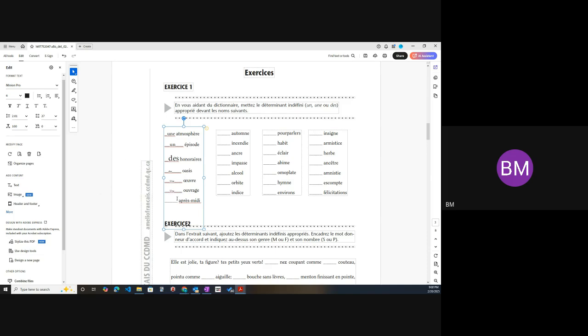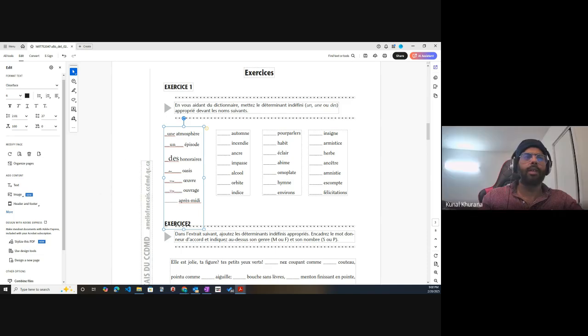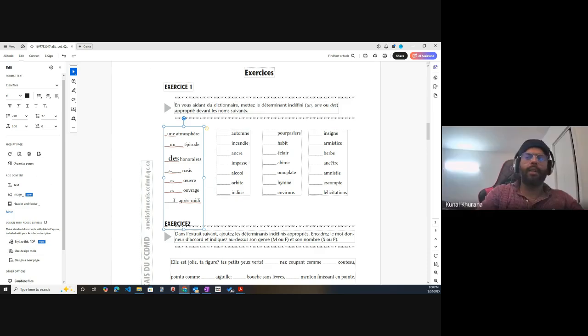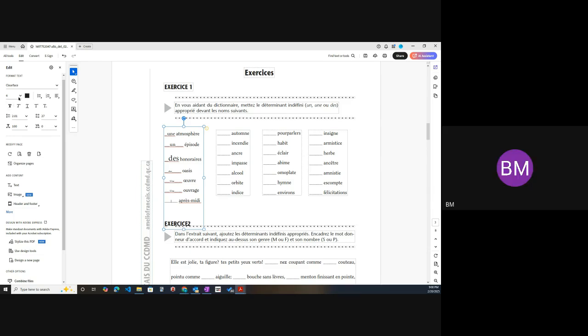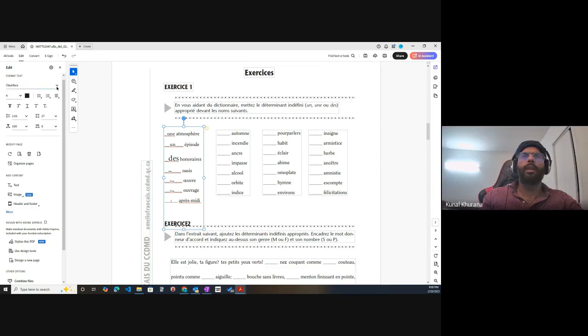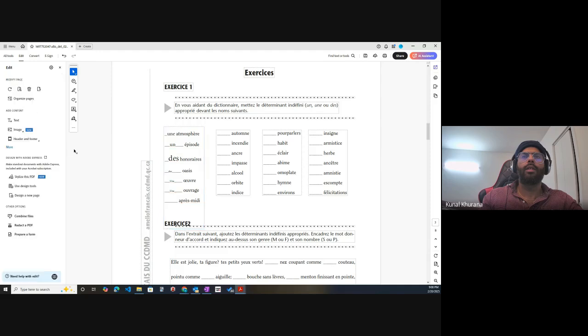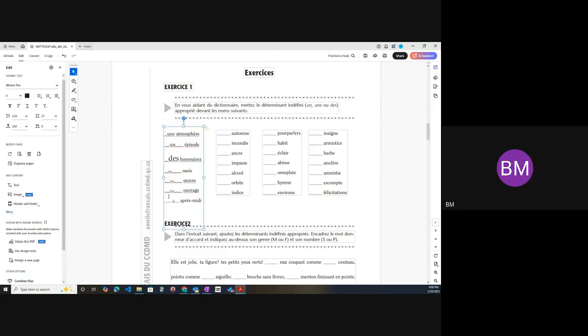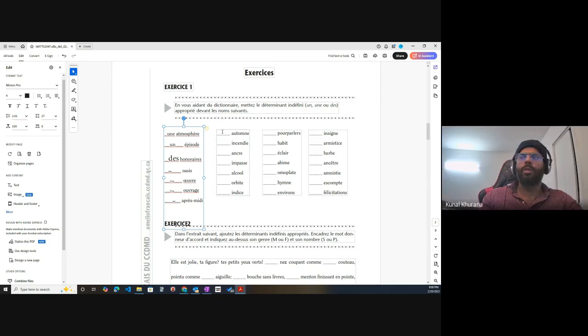Après-midi. L'après-midi starts with a vowel. Okay, but we are doing indefinite. Un après-midi. Both are accepted. It could be un or une, yeah, both are accepted. Un après-midi, une après-midi. So both are good.